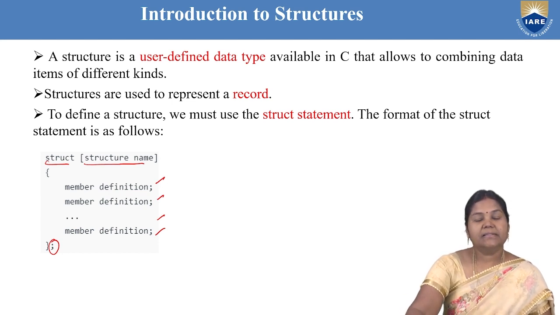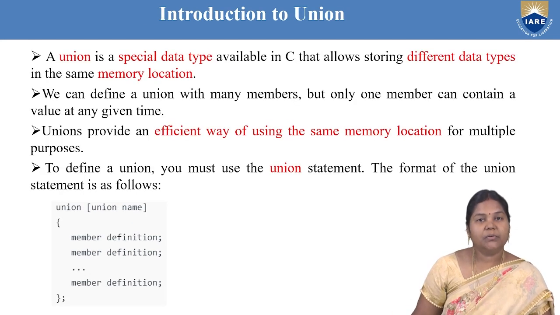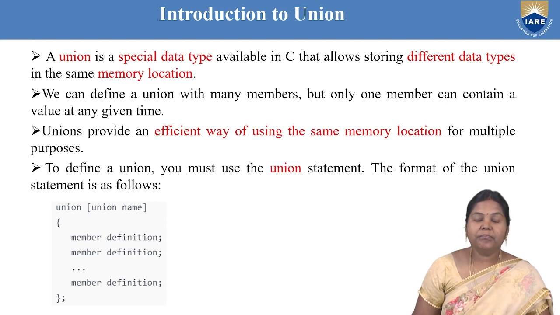Now let us see how to declare a union. A union is also a special data type in C language which stores different types of data, or a heterogeneous collection of data types. But the difference is that all the members of the union must share the same memory location. So in structures, all the members have their own memory location, but in a union, all the members need to share the same memory location.